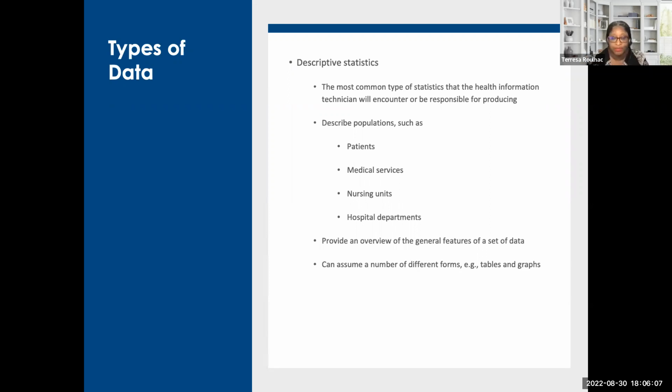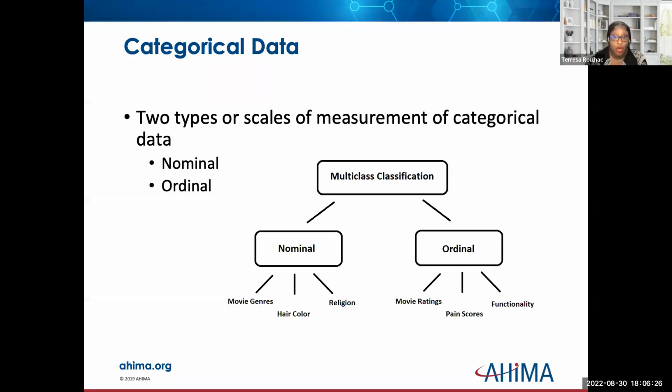surgeries, procedures. Now, you look at the overview of different features, and we talk about it in a set of data. We can assume a number of different forms, tables, and graphs. Now, the very first thing we're going to look at is categorical data. When we mention categorical data, we are talking about nominal scale, okay? The first one you see, nominal scale.